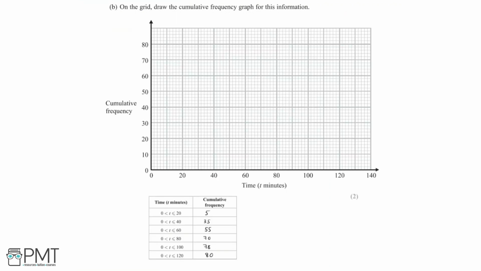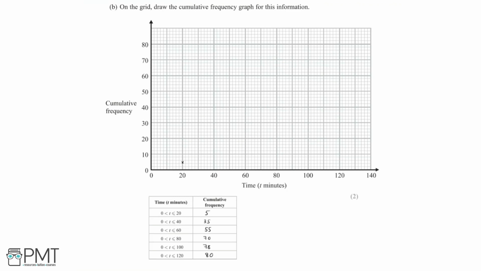Now in part B, we need to draw the cumulative frequency graph to represent this information. We have our cumulative frequency table copied below. To start plotting this graph, we need the upper bound of the class width. The first class width is between 0 and 20. The upper bound would be equal to 20, and so we can plot this value against the cumulative frequency of 5. So we need to plot the coordinate 20, 5.